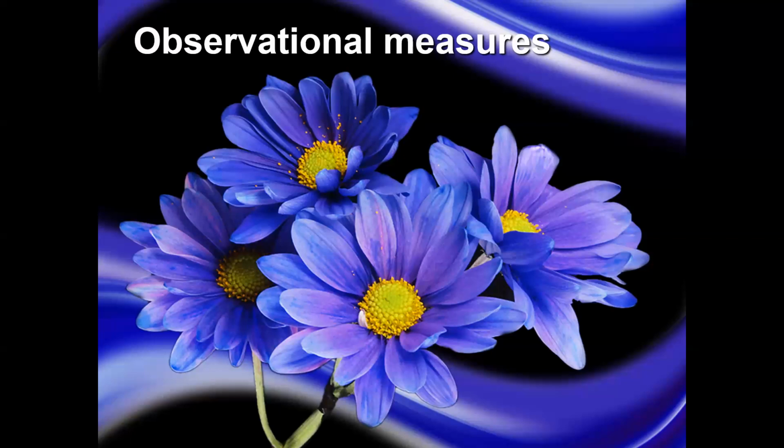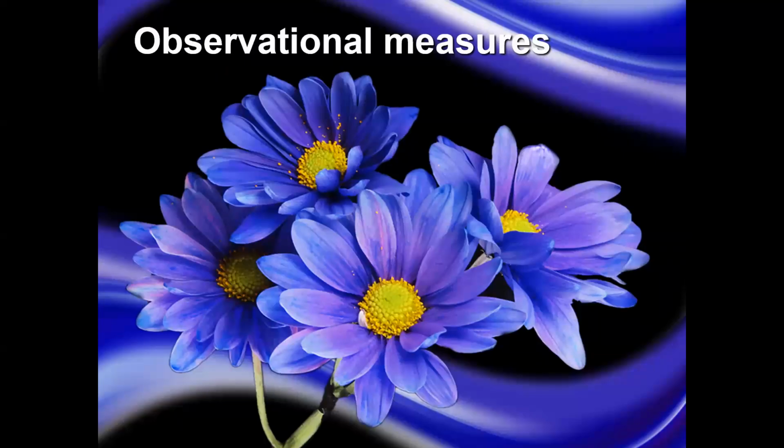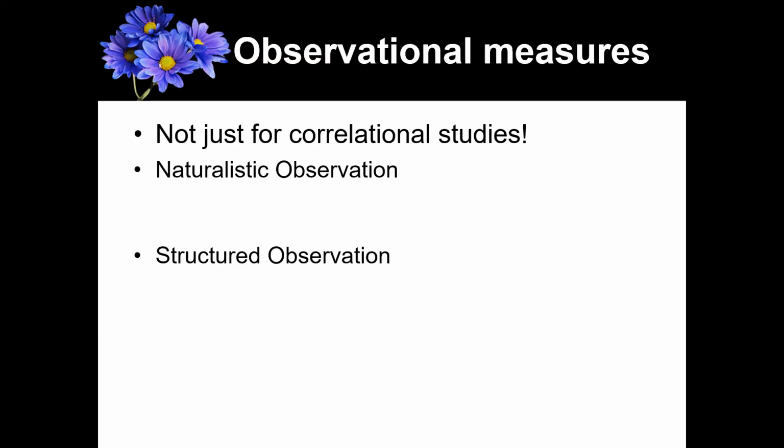So in situations like that, we might want to actually, instead of using some sort of survey measure, use an observational measure. We might want to just see them behave and actually code their behavior in terms of what they do. So that's what we're going to talk about. We're going to talk about observational measures and how you measure this because it's not quite as straightforward as some other metrics that you might use.